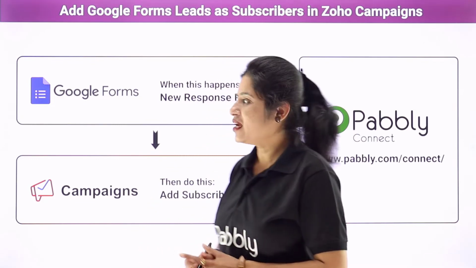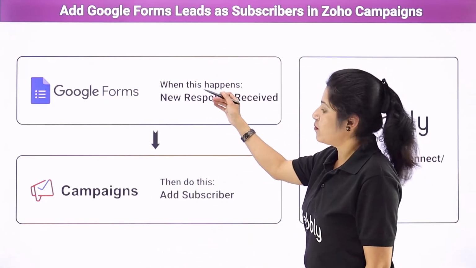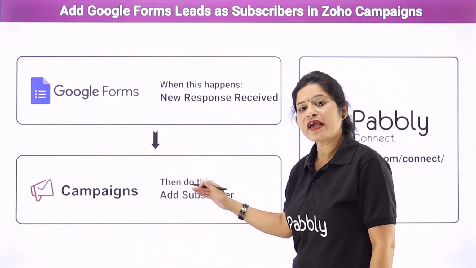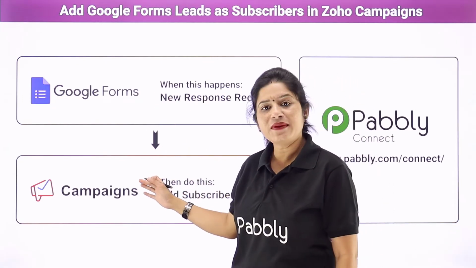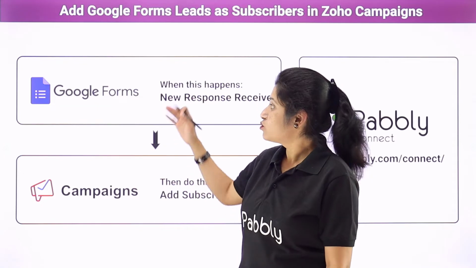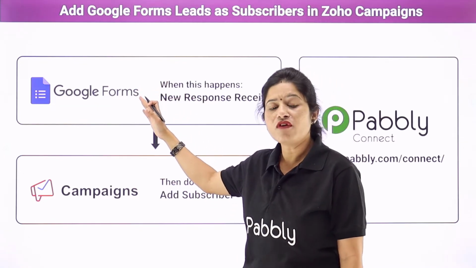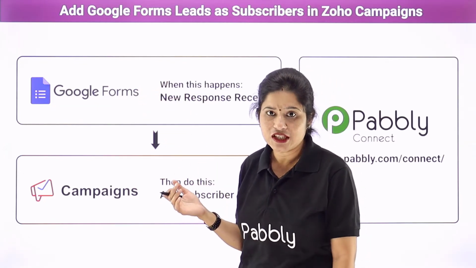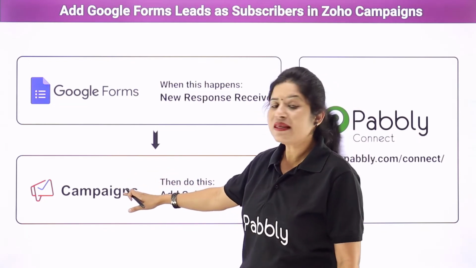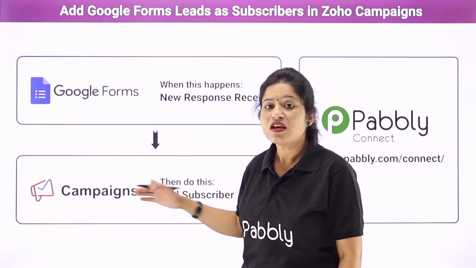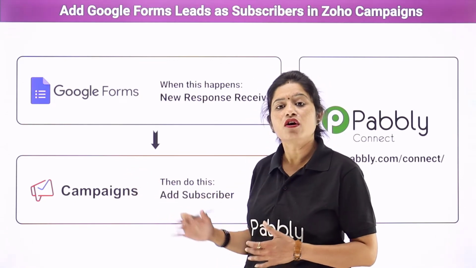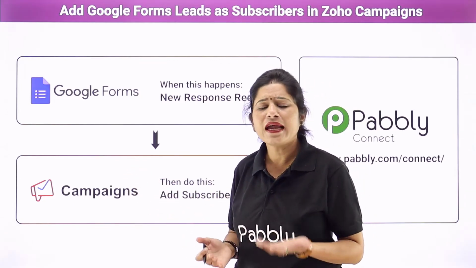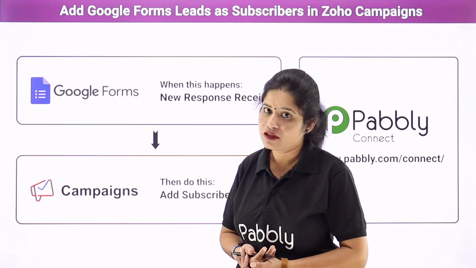So in this video we are going to learn how to add Google Form leads as subscribers in Zoho Campaigns automatically. So first let us understand what these software applications are all about. The first software application is Google Forms, which is a form building software application as we all know. And the second application we are using is Zoho Campaigns, which is an email marketing platform. In place of Zoho Campaigns, we can also use MailChimp, MailerLite, MailerCloud or any other email marketing software.